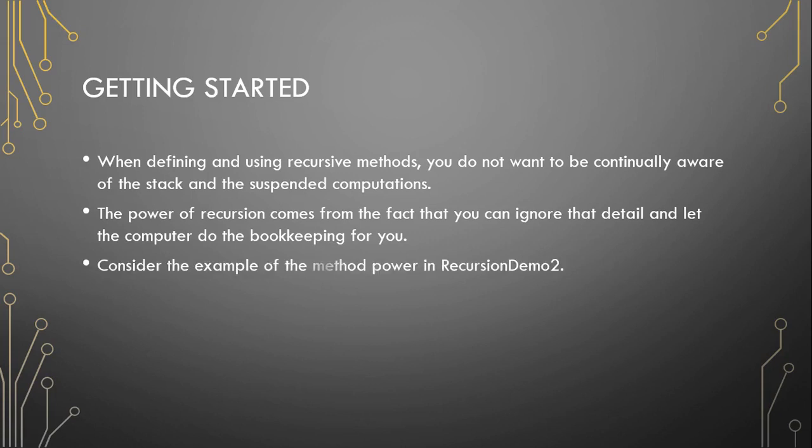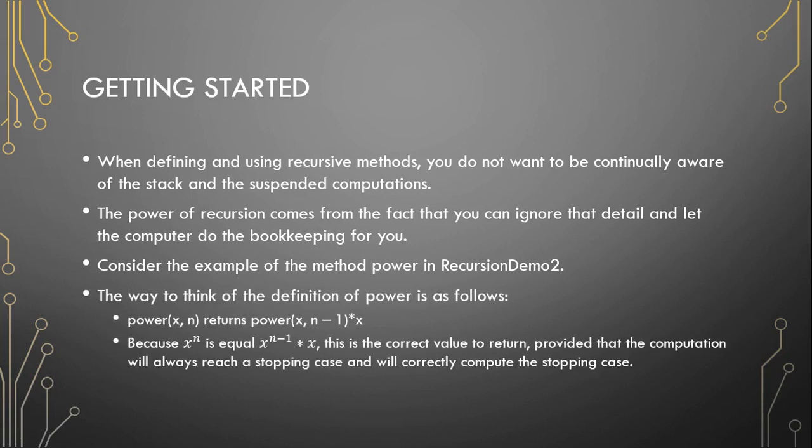A good example of this, of course, was our power method that we had written back in recursion demo 2. In that lesson, the way to think of the definition of power was that power(x, n) returns power(x, n-1) times x. That was because x to the n is always equal to x to the n minus 1 times x, which is the correct value to return, provided that the computation will always reach a stopping case and will correctly compute the stopping case. Those are little caveats that we have with that.